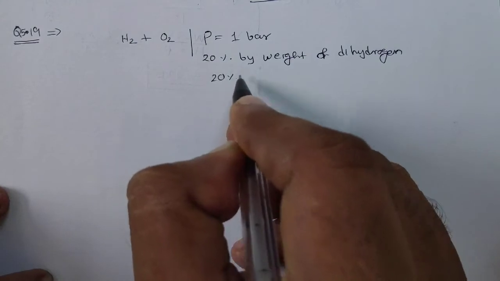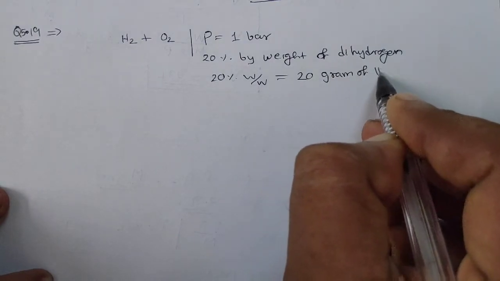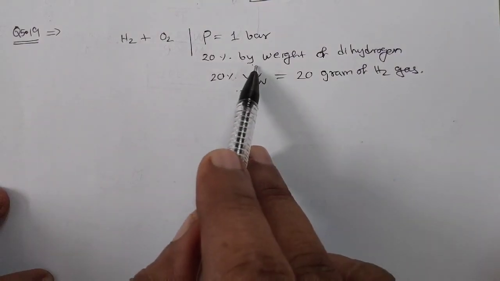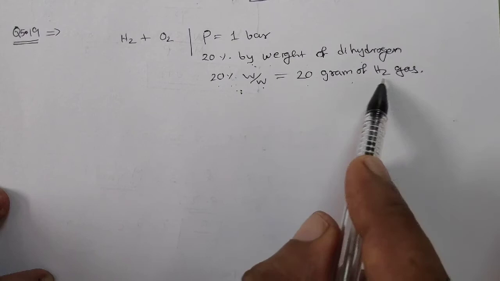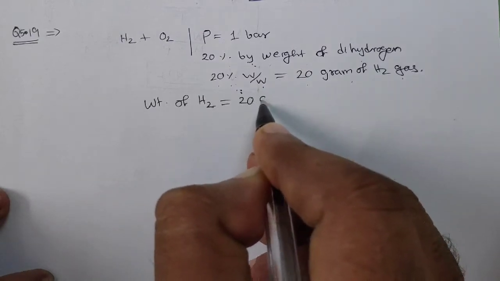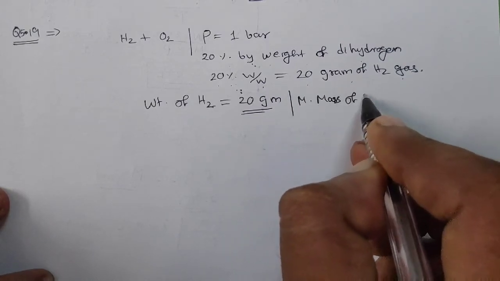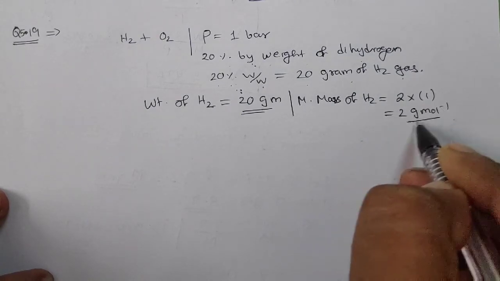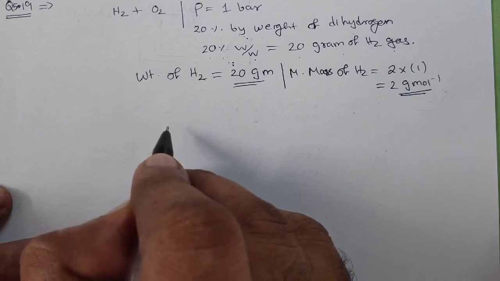Clear? Means 20% W by W, so it is equal to 20 grams of H2 gas, right? Understood? Main part of your question is this: 20% by weight of dihydrogen means 20% weight by weight, that is 20 grams of H2 gas, right? Means weight of H2 is equal to 20 grams. Same way, the molar mass of H2 will be equal to 2 into 1, which is equal to 2 gram mole inverse, right? Now, the next part, we have to find what? Calculate the partial pressure of dihydrogen.